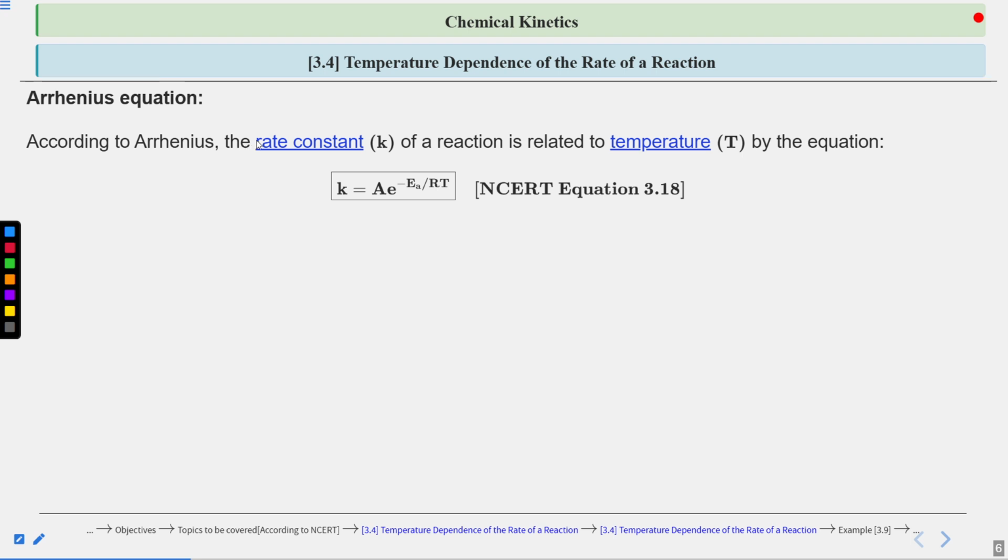According to Arrhenius, the rate constant K is related to the temperature of the reaction by this given equation, which is named the Arrhenius equation after him. Here, the capital A you are seeing is the pre-exponential factor, which we also call the frequency factor. R is the gas constant, T is the absolute temperature, and Ea is the activation energy. R is a gas constant which has a specific value because it is a constant.